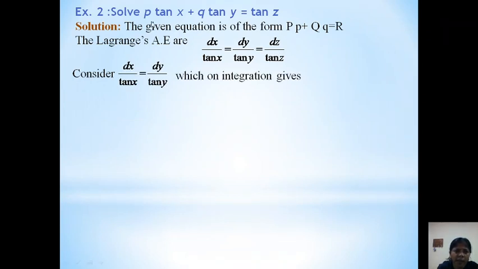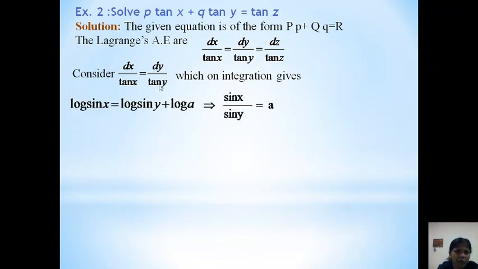Now I can write it as cot x dx equal to cot y dy, which on integration gives us the integration of cot x, which is nothing but log of sin x. So integration of this comes out to be log of sin y plus log a. Now we will write it as log of sin x minus log of sin y equal to log a. Now log of sin x minus log of sin y can be written as log of sin x by sin y, isn't it, equal to log a. Taking anti-log, log will get cancelled. What we are left with, sin x upon sin y equal to a.